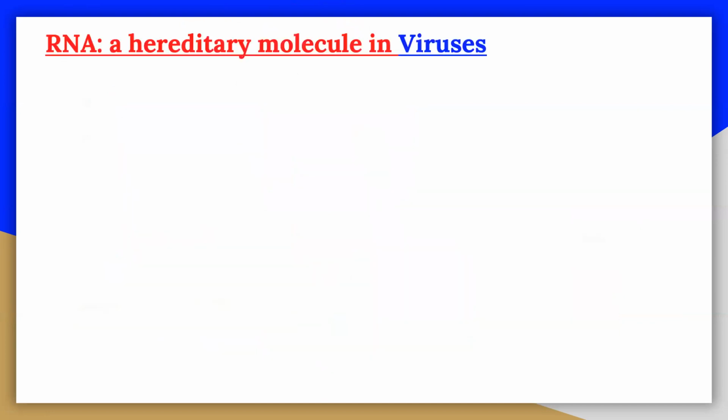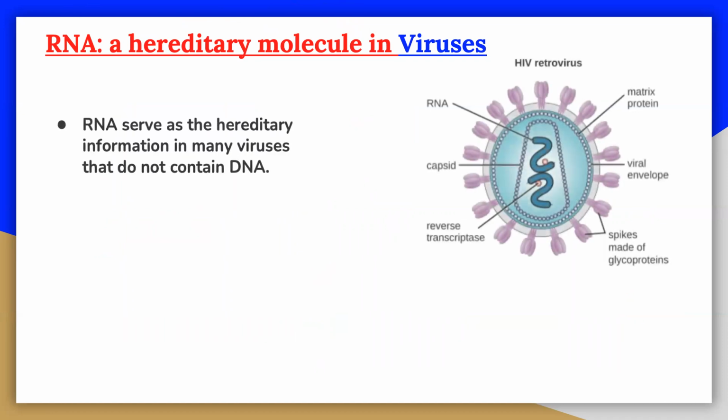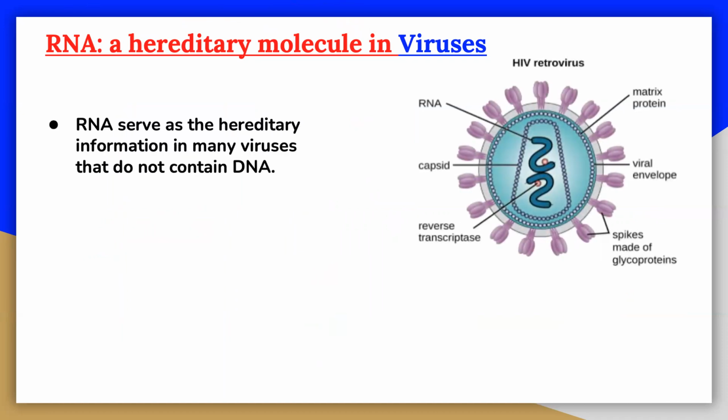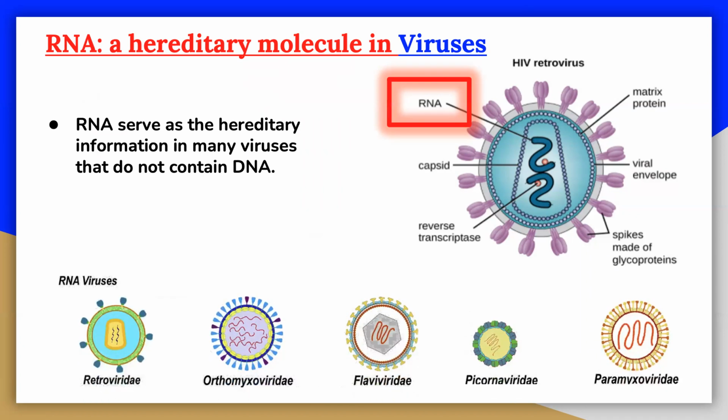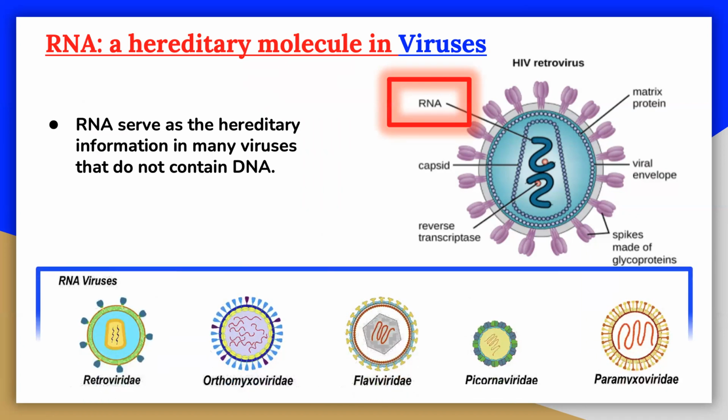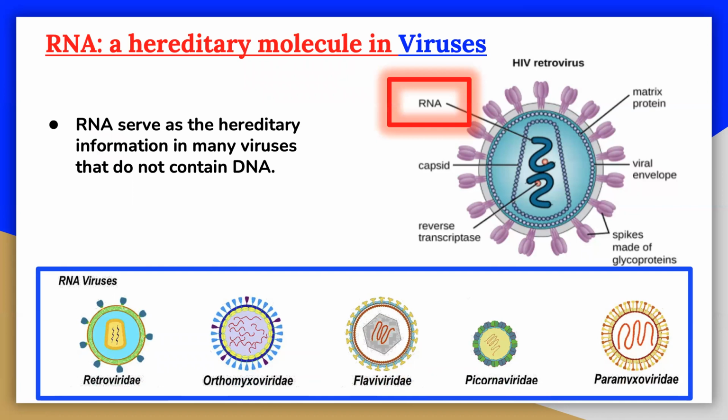Although RNA does not serve as the hereditary information in most cells, RNA does hold this function for many viruses that do not contain DNA. Therefore, RNA clearly does have the additional capacity to serve as genetic information. Although RNA is typically single-stranded within cells, there is significant diversity in RNA viruses. Therefore, RNA has great capability as a genetic molecule for some viruses.